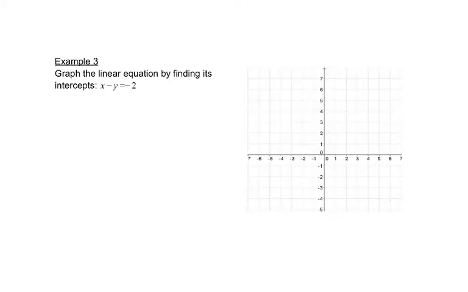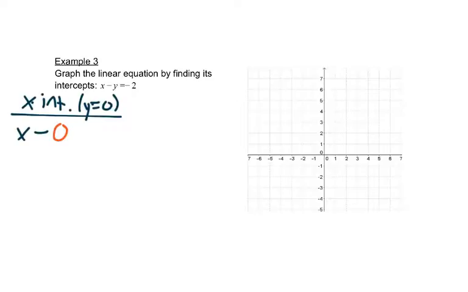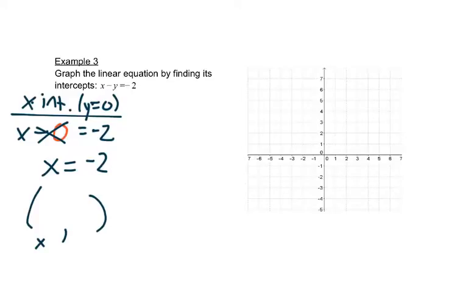So let's look at this. We'll find the x-intercept first, which means we want to make y equal 0. So we'll have x minus 0 equals negative 2. Well, minus 0 doesn't do anything, so we actually end up with just x is equal to negative 2. Now this is a point, x, y. Our x is negative 2, our y was 0. Negative 2, 0. It's a point on the x-axis.